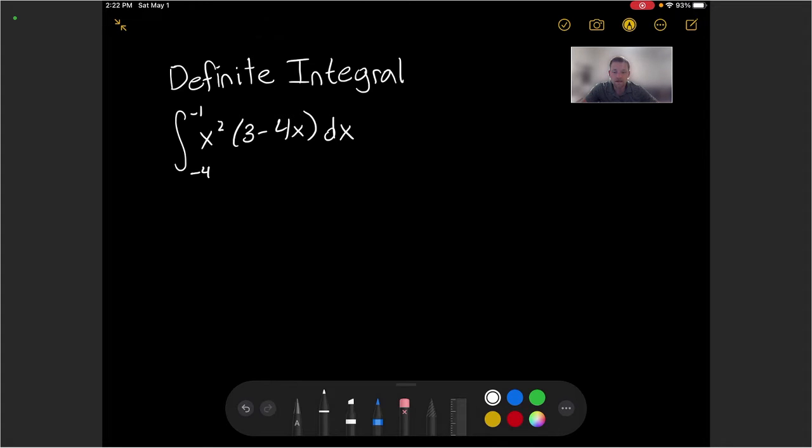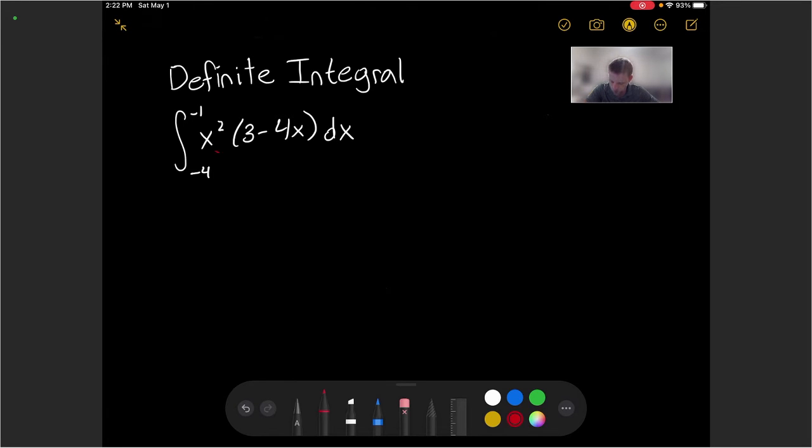Welcome. In this video, we will take a look at another definite integral example. So we have the integral from -4 to -1 of x squared times (3 minus 4x) dx. On first account, it looks like this is a little more complex than we've seen before, but with a little bit of rearranging, we can actually work this with our regular power rules.